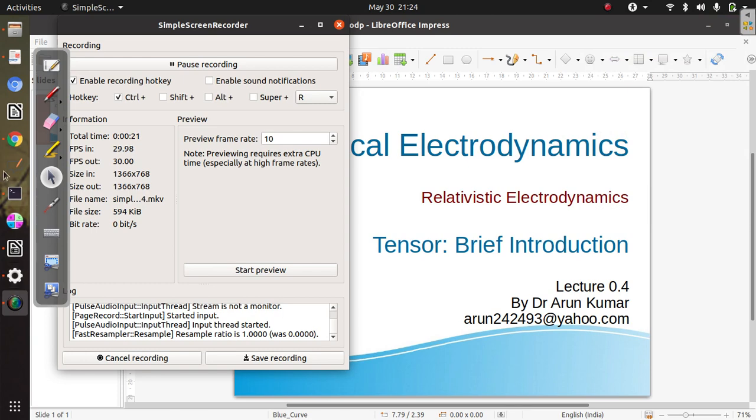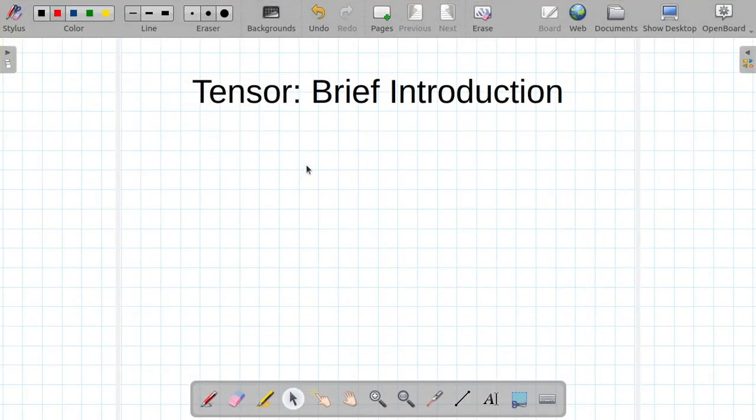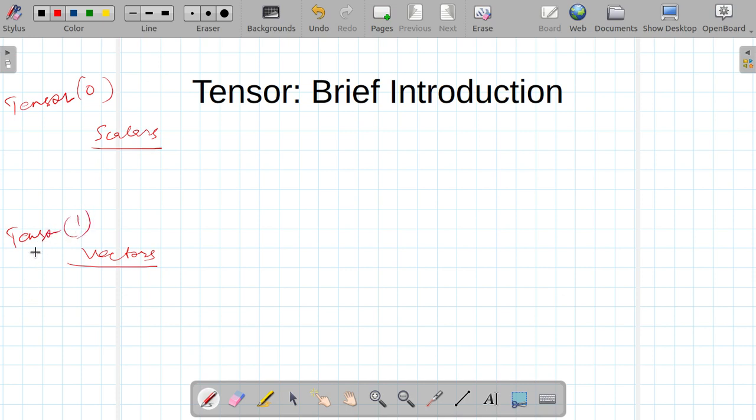So before moving towards tensors, let us revise briefly about scalars and vectors, because scalars are the special case of tensors of zero order, and vectors are also known as the tensors of first order, right? So first of all, let us talk about that.